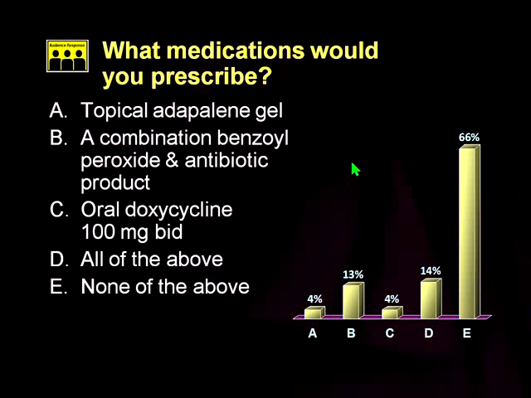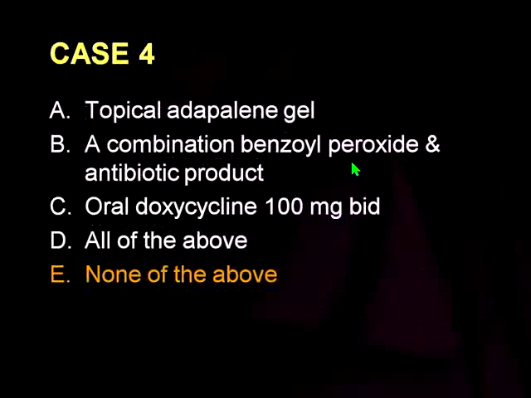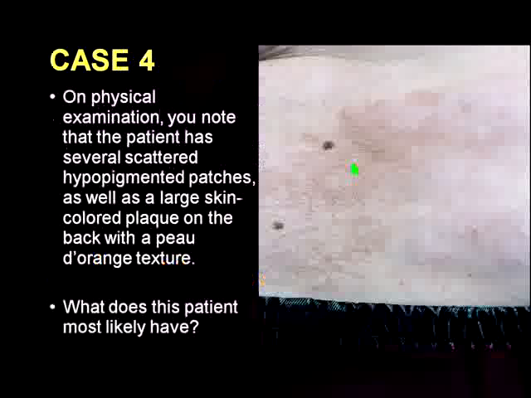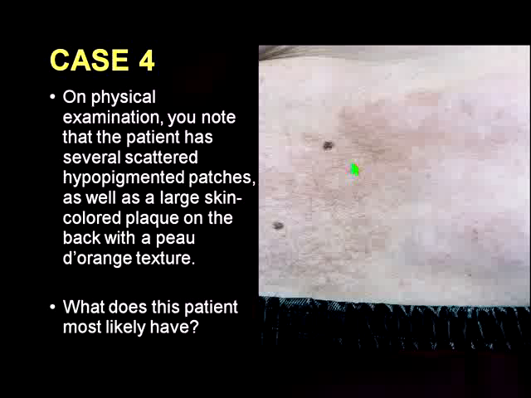Great. So the majority of you put none of the above, and the rest of the responses were sort of mixed. So those of you that put none of the above were thinking, that looks a little fishy for acne. I don't think that's acne. And it's not. So here's another clue for those of you that thought that was acne. You do your good full skin exam looking for anything else unusual. And on exam, you see that this patient has several scattered hypopigmented patches as well as a large skin-colored plaque on the back with an orange peel texture. What does this patient most likely have?